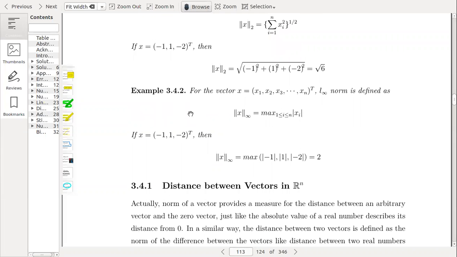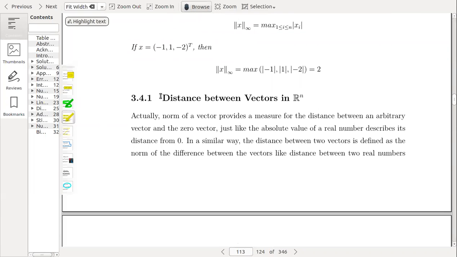And the next example is for the vector x equal to x1, x2, x3, and so on up to xn transpose. The L-infinity norm is defined as the norm of x infinity equal to the maximum over i equal to 1 to n of the absolute value of xi. If x is equal to minus 1, 1 and minus 2 transpose, then the infinity norm of x will be the maximum of the absolute values of minus 1, 1 and minus 2, which is equal to 2. Okay.